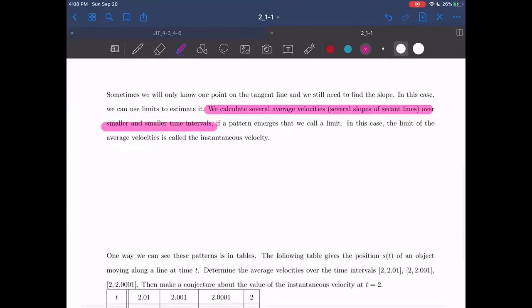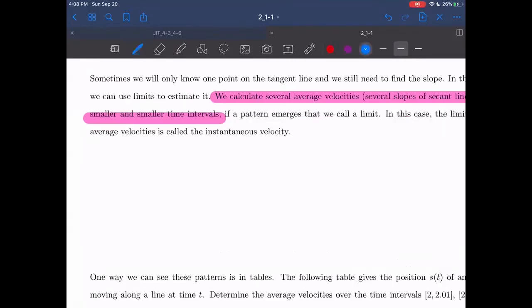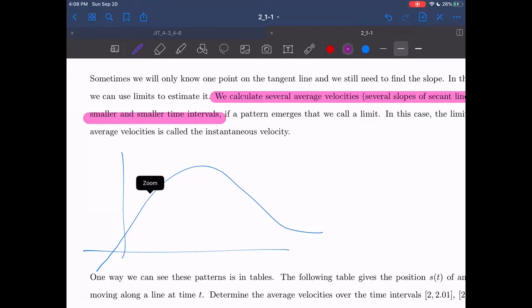So if I draw this out, let's say we've got our curve there, and I want the instantaneous velocity at this point. What I'm looking for is the slope of that tangent line. But I don't know enough information. All I know is this point.